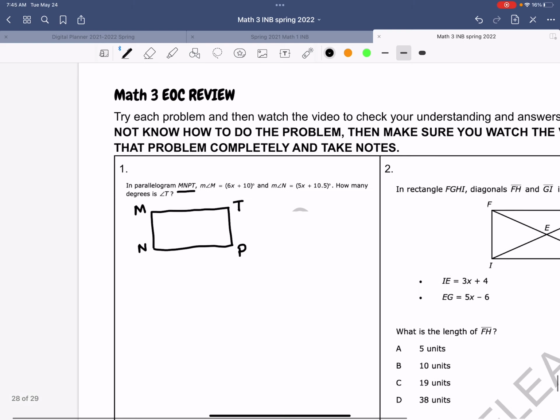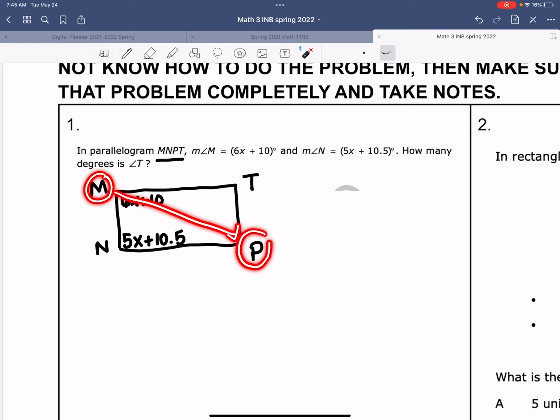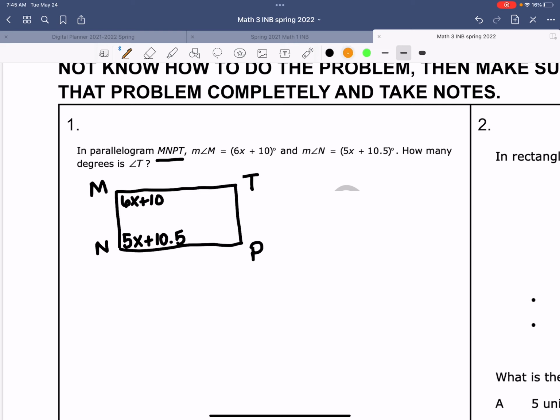Now, angle M, it says, is 6x plus 10. And then it says angle N is 5x plus 10.5. Now, some things you need to know in a parallelogram. Opposite angles are congruent in a parallelogram. But adjacent angles, which angles are side by side, they're supplementary. So in this particular problem, since they're side by side, we know that angle M plus angle N equals 180 degrees. So we can set up an equation here.